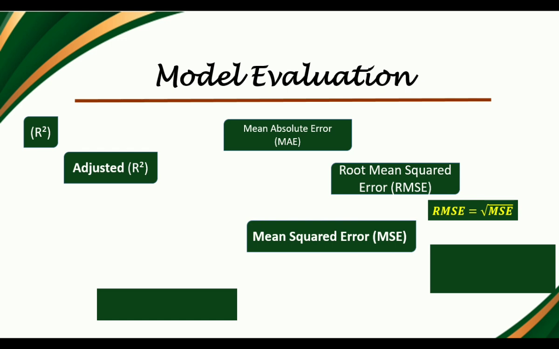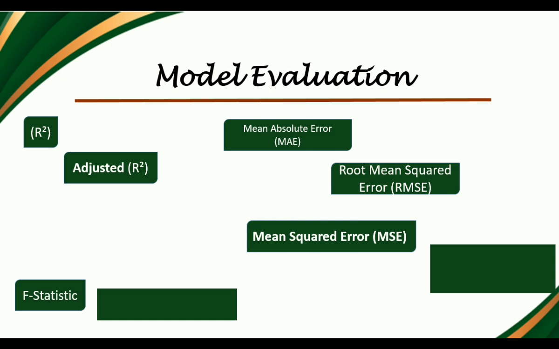RMSE, or the root mean squared error, is the square root of MSE and provides a measure of the average error in the same units as the dependent variable. It is commonly used when you want to understand how large the typical prediction error is in the context of the original data. Now we have the F statistic.